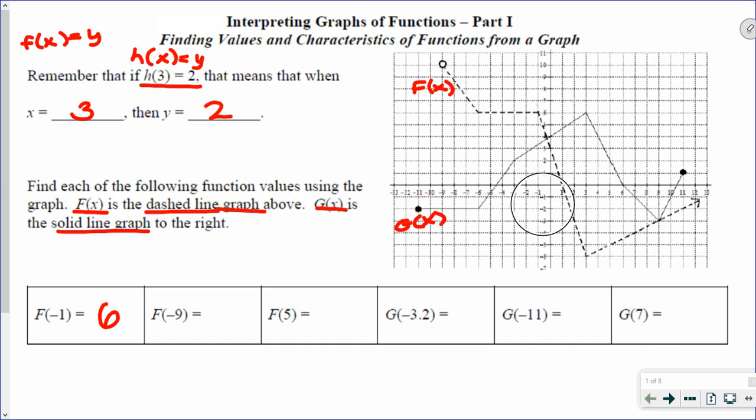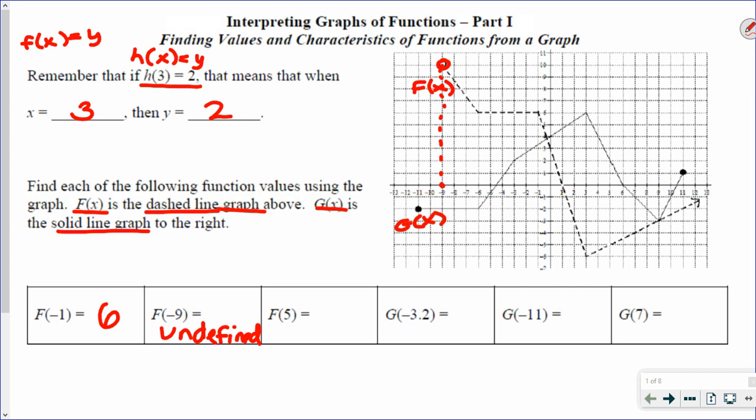Okay, let's say we want to find f of -9. We're going to go to -9 on the x-axis, go up to the graph, and I'm noticing we have an open circle there. So that is actually telling us that f of -9 is undefined. It is not defined for us because there is an open circle in the graph.